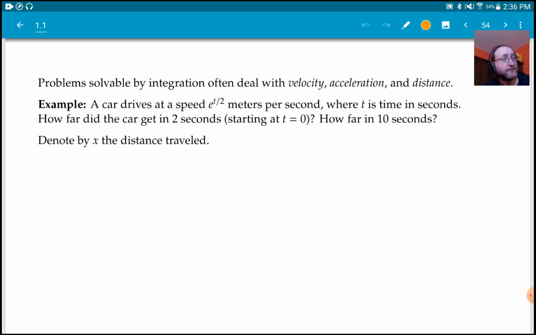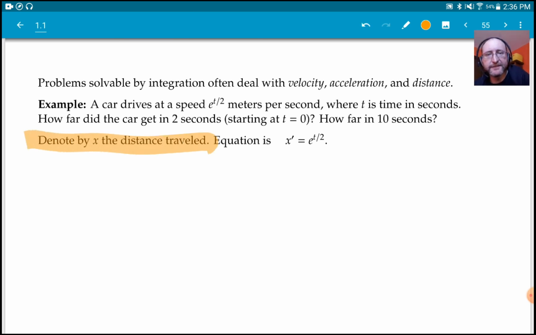Well, you have to give names to things. So we already have t as time, but we have to give a name to the distance. Let's call it x. Why not? So let x be the distance traveled, and so the equation is, well, if x is the distance traveled, x prime is the velocity. So velocity is e to the t over 2.